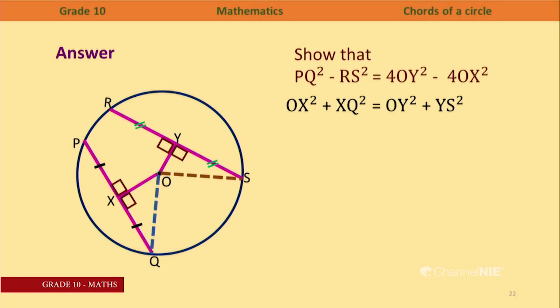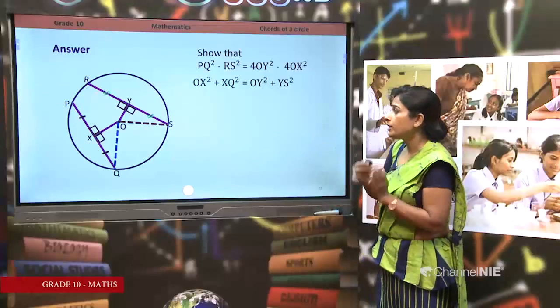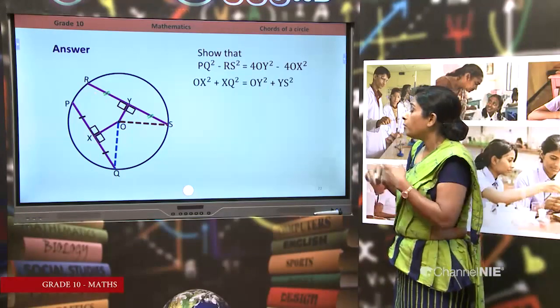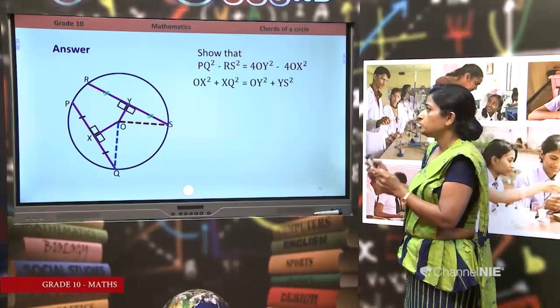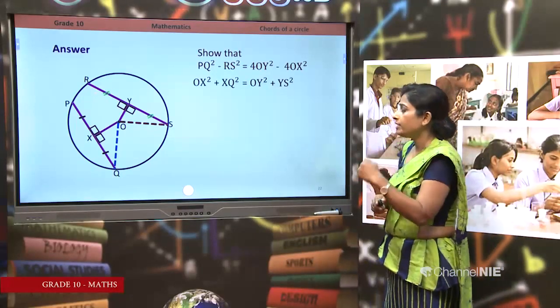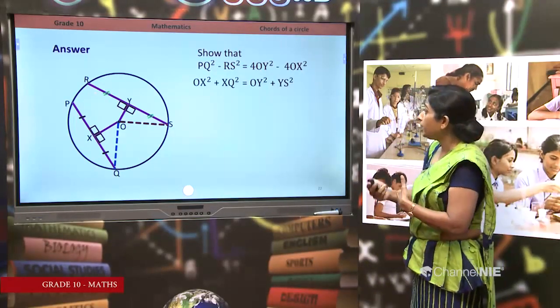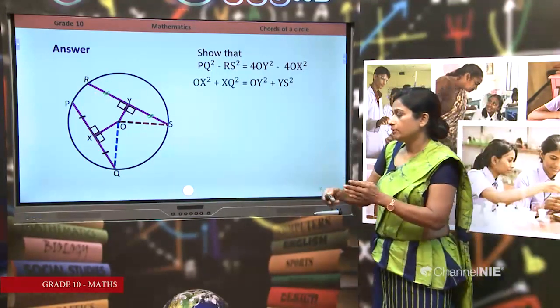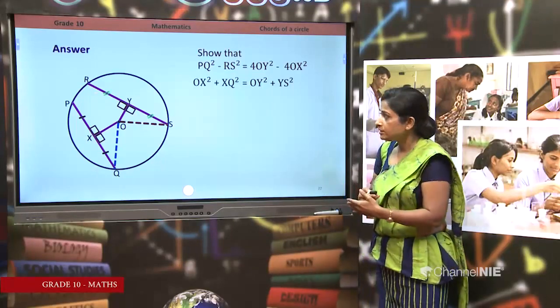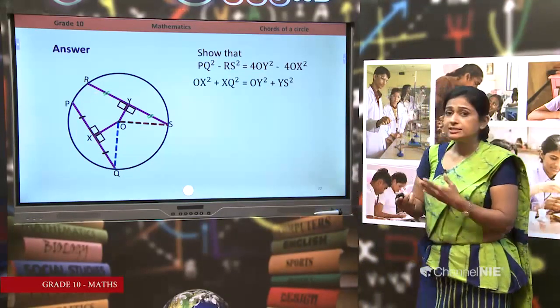In the relationship we should prove, we can see OX squared. In our relationship also we can see OX squared and OY squared. So, XQ and YS, we have to consider those two. We try to remove that XQ and YS using PQ and RS. Let us see. At the beginning of this sum, we have built up a relationship with XQ.